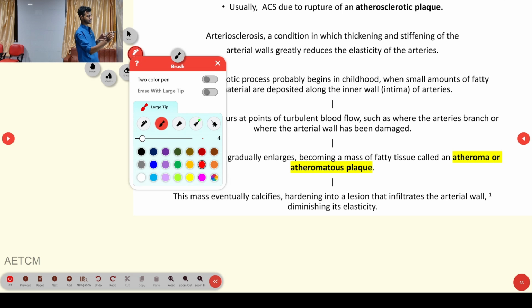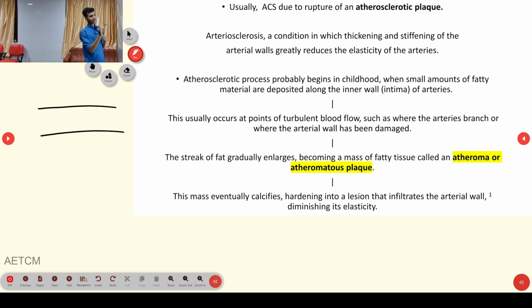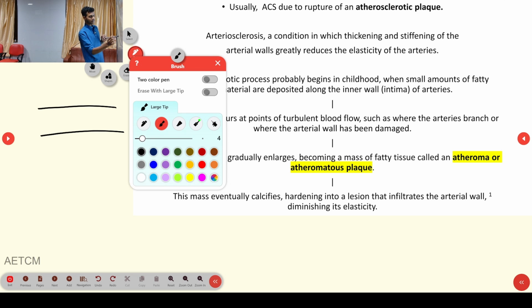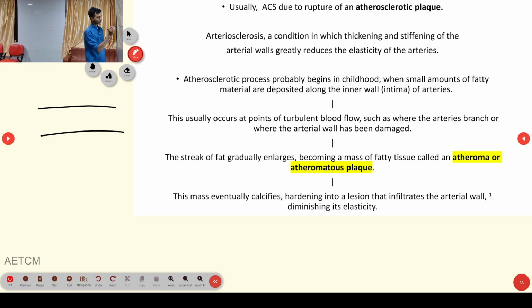So first, the pathology. This is your coronary artery, right? If any injury happens in the coronary artery, the first response from your body is that it will be settled by fat. So some fat material will gradually deposit over the injured area. The atherosclerotic process probably begins from childhood itself. Gradually the deposition will happen in the intimal layer of your coronary arteries. Intimal means the innermost layer.